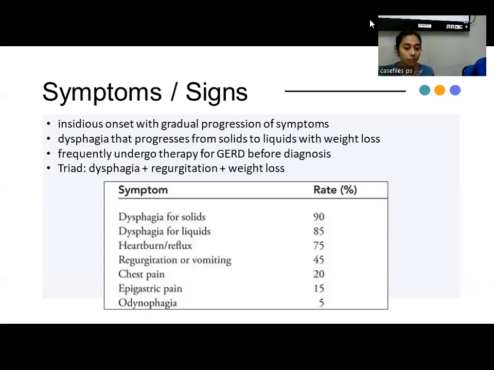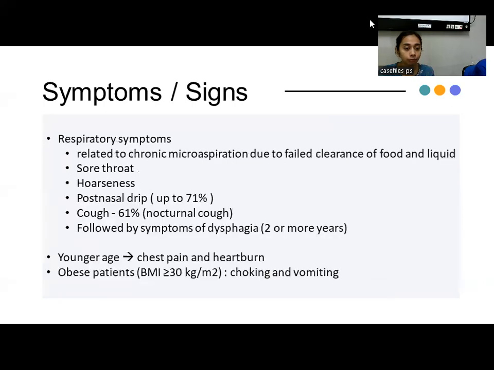The dysphagia progresses from solids to liquids with weight loss. These patients frequently undergo conservative management for GERD before the diagnosis of achalasia is established. A triad of dysphagia, regurgitation, and weight loss is usually seen when a diagnosis of achalasia is made. Other symptoms which could be seen are heartburn or reflux, regurgitation, chest pain, epigastric pain, and odynophagia.